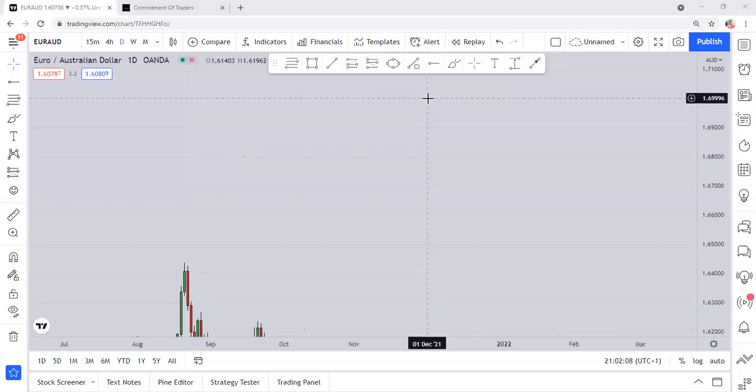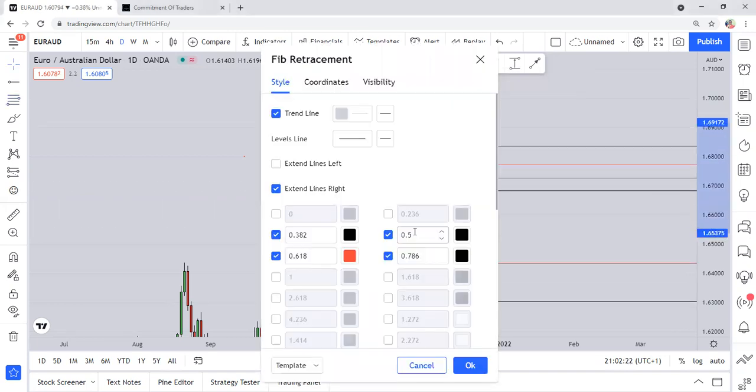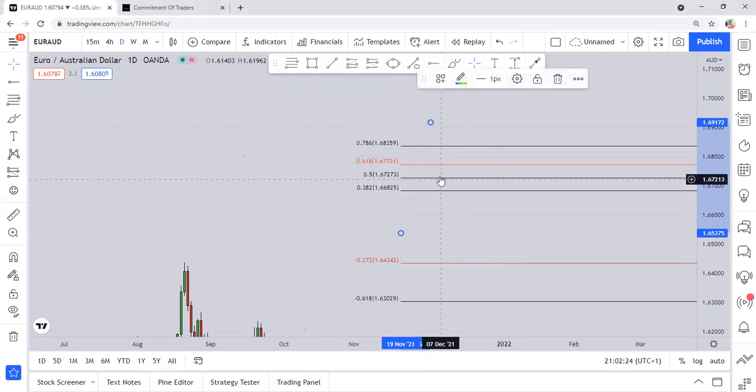All right. I'll be talking about the Fibonacci today on this video, how to use the Fibonacci to trade the market. The Fibonacci is not a strategy, it's just a tool, a simple tool, and this is what it looks like. It's just this tool.